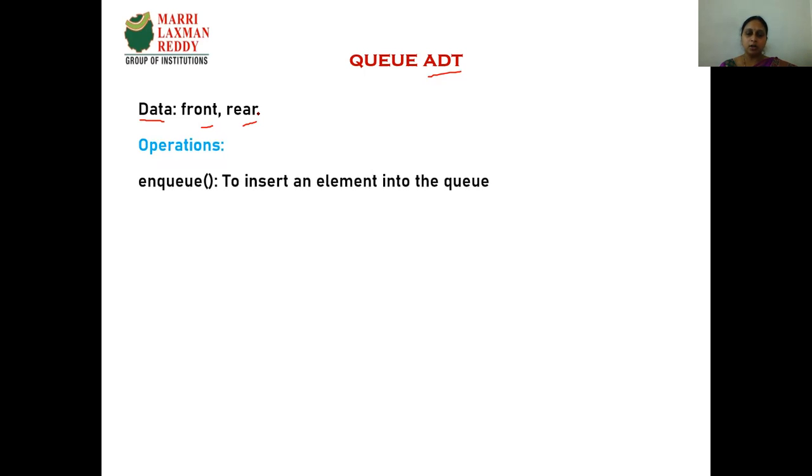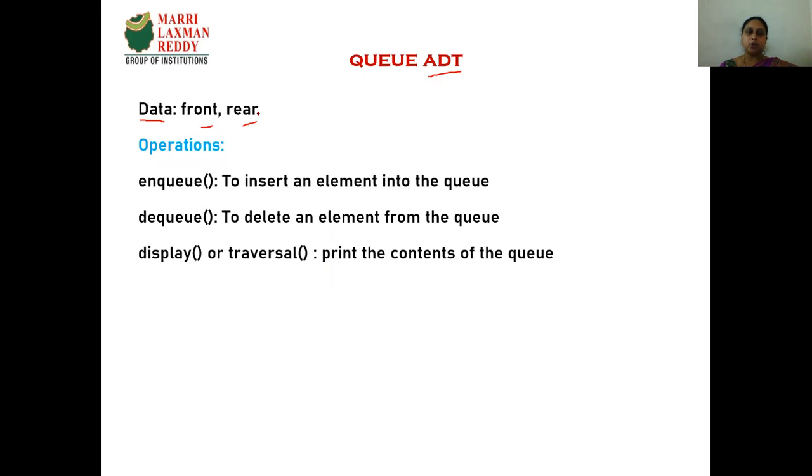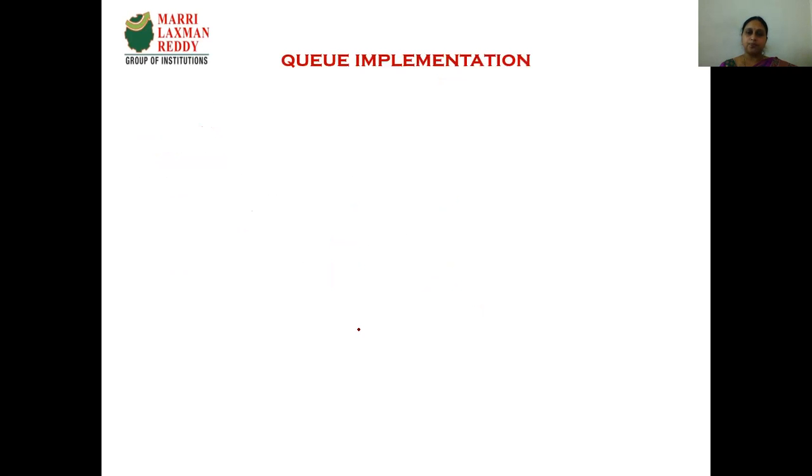Coming to the queue ADT, we already know that an ADT is a combination of a collection of data items and the operations we perform on that data. Here the data in the queue are front and rear, and the operations are enqueue, dequeue, and display or traversal. The enqueue operation inserts an element into the queue, dequeue deletes an element from the queue, and display prints the elements of the queue.